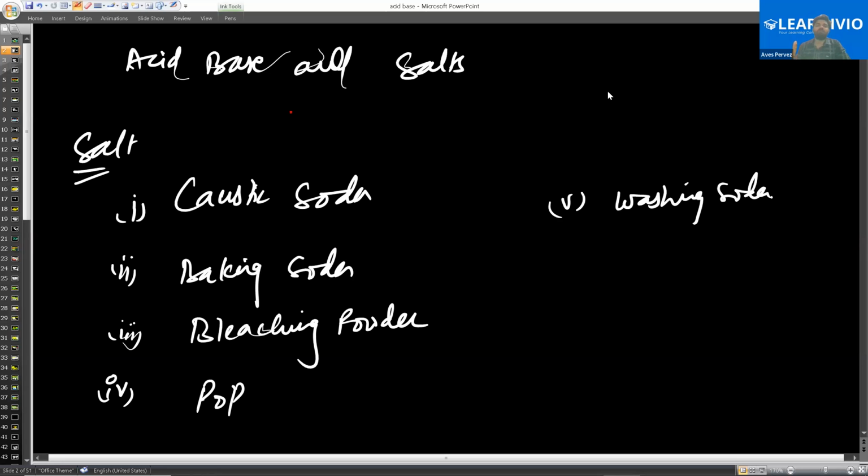So we have done all this: caustic soda, baking soda, bleaching powder, POP, and washing soda. How can we prepare these salts? So please tell me fast. How can caustic soda be prepared? I'm going to ask everyone. Then we will discuss how we can prepare them, and we will deal with the questions regarding this.